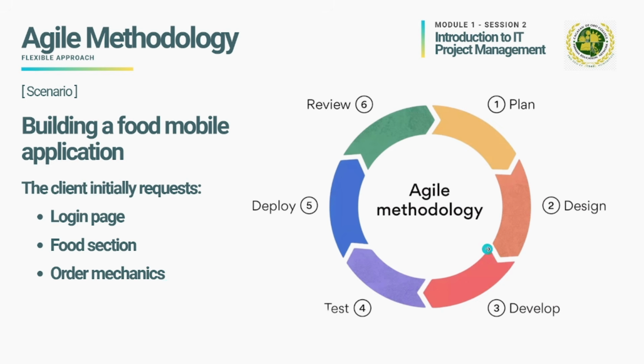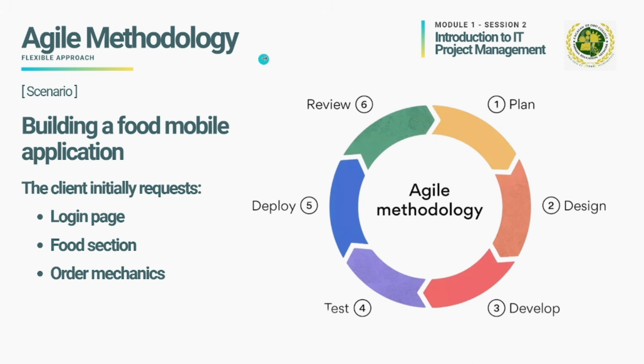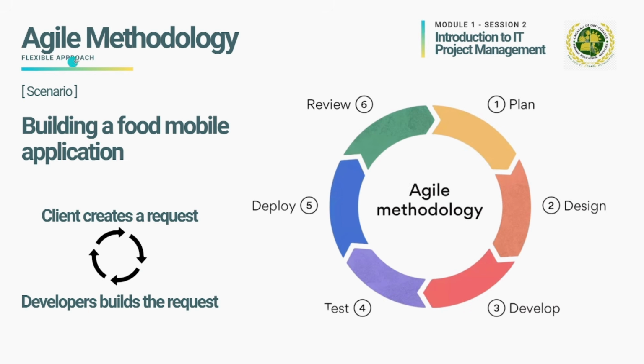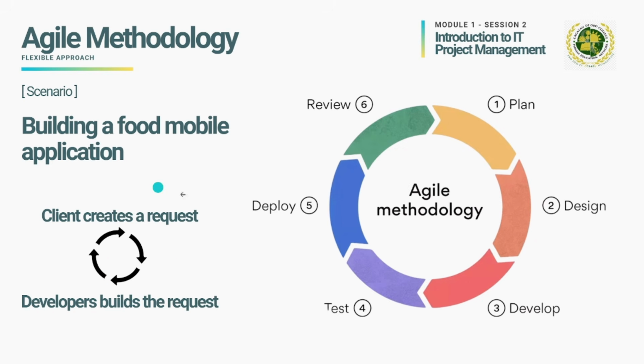So in the waterfall method, this requires a long process of careful planning, if specific phases are implemented before they are going to update based on the client's request. However, in the agile method, the client creates a request, the developer builds the request, so there is an endless cycle of improvements towards the system.